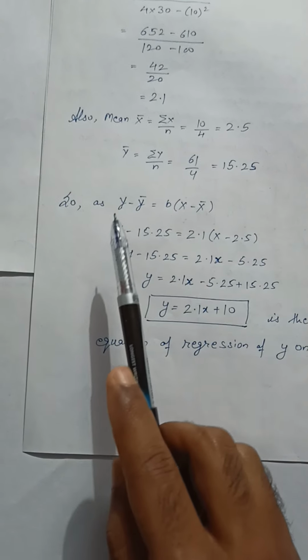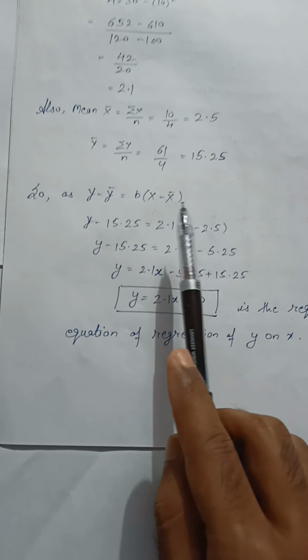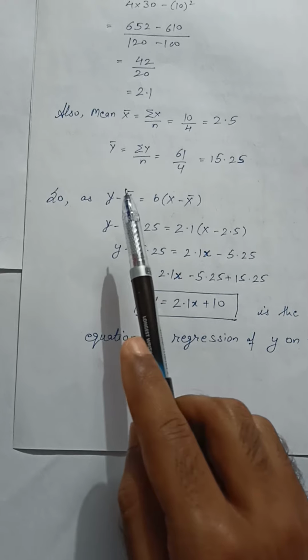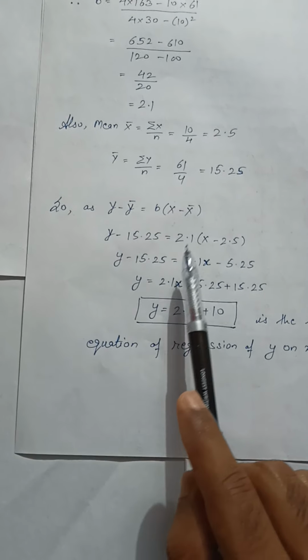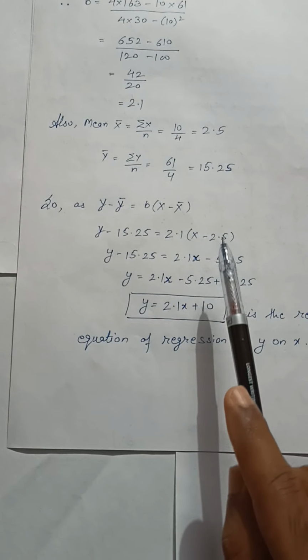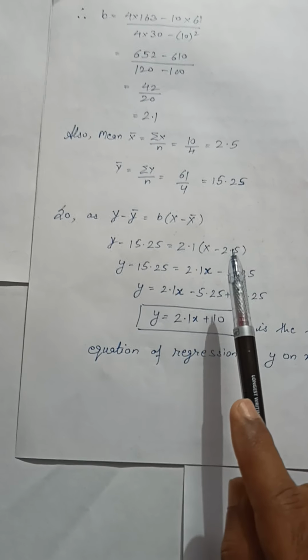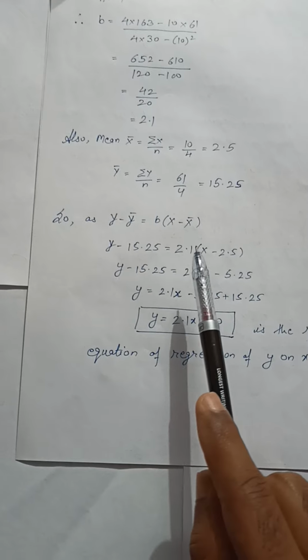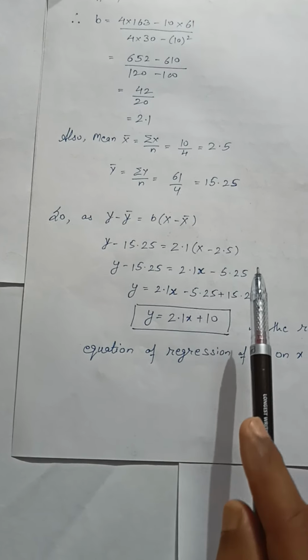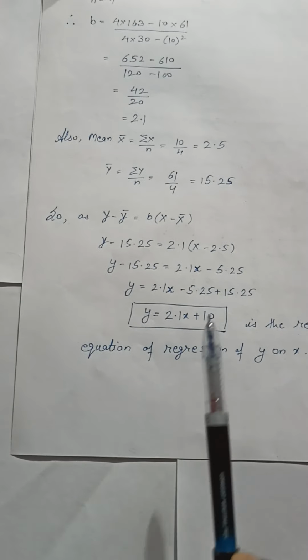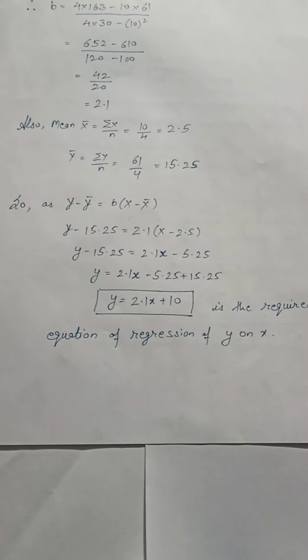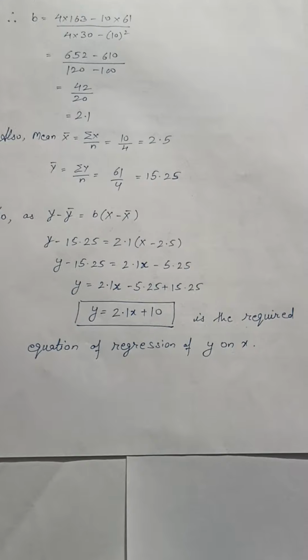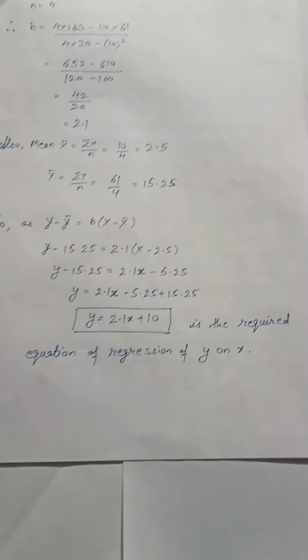Now as the equation is y minus y bar = b into (x minus x bar), y bar is 15.25, substituted, b is 2.1, we have substituted, and x bar is 2.5, let's substitute that. Now multiply 2.1 to this bracket on the right hand side. Now solving this equation, we will get the final equation of regression of y upon x as y = 2.1x + 10. That's the final required equation of regression of y on x.